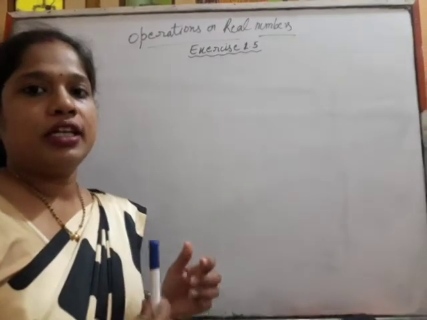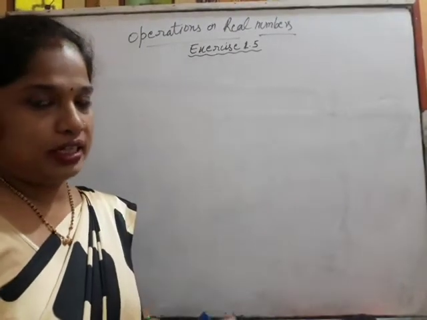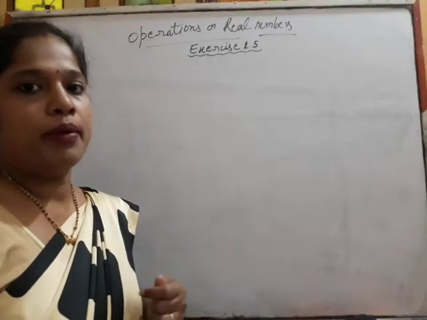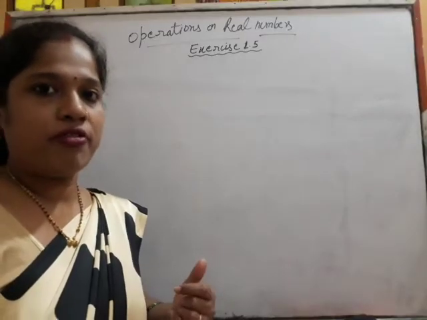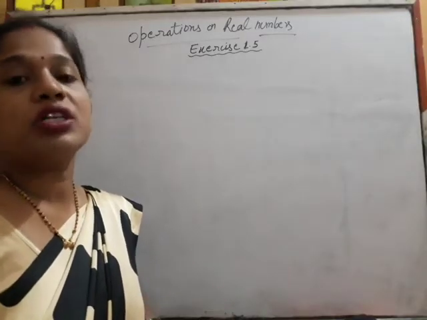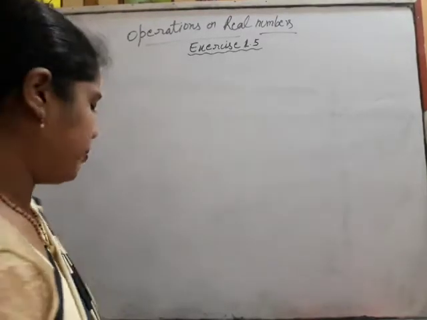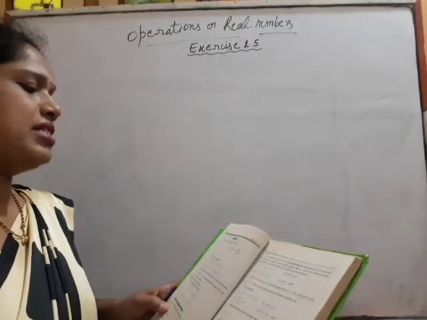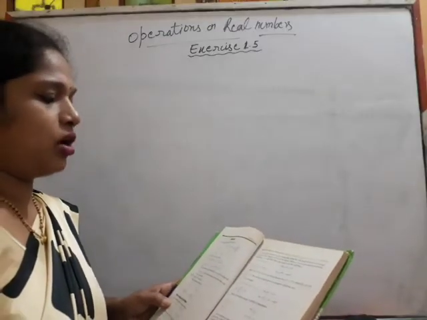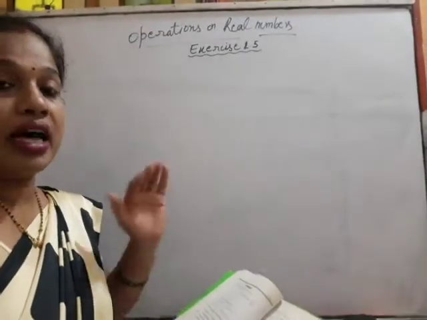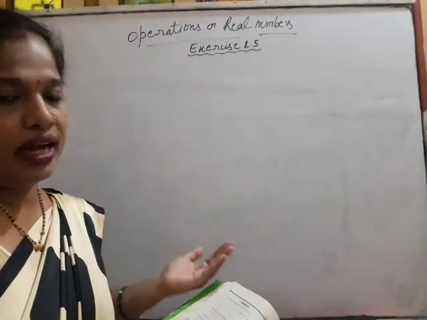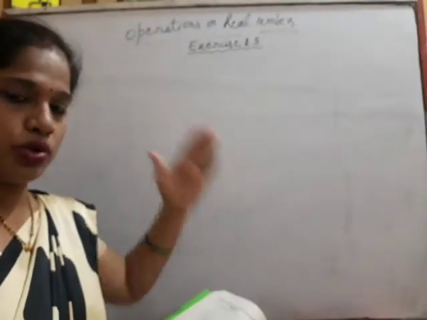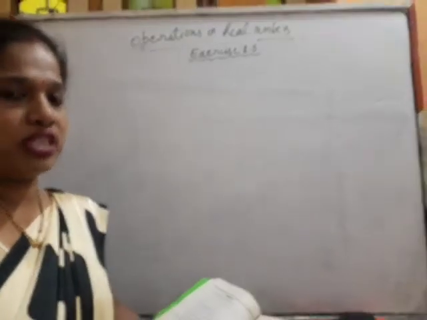Hello students. Today in this video we will discuss the same topic, operations on real numbers, but in our exercise 1.5. Let us see how operations work on real numbers. In question number 1 we have to classify the following numbers as rational or irrational. The examples are given, and we have to say which are rational and which are irrational according to the rules which we have seen in the previous video.